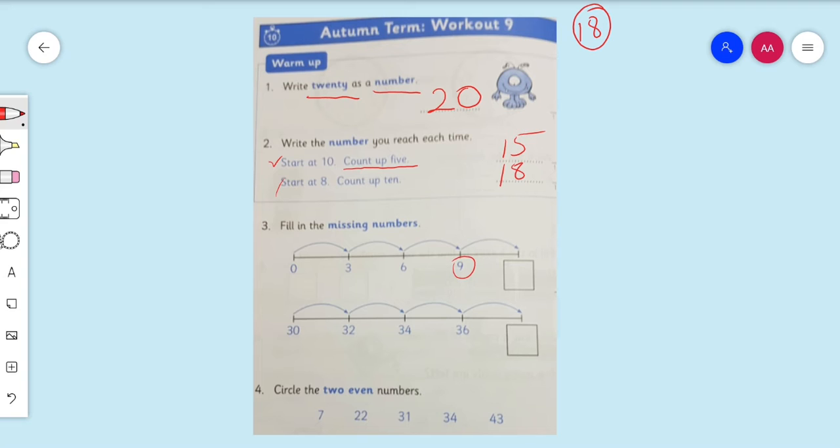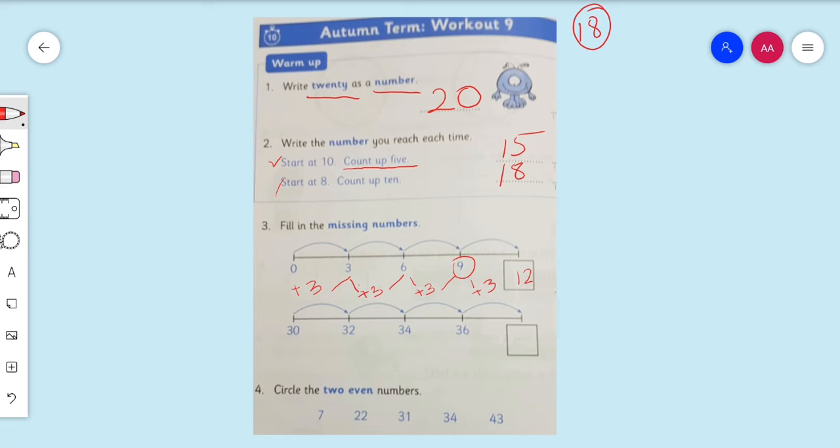So we need to see what is the difference we're getting from 0 to 3. When we add 3 in 0, we get 3. When we add 3 in 3, we get 6. And when we add 3 in 6, we get 9. This means we need to add 3 in 9 to get our missing number. So 9 plus 3 makes 12. So the last digit will be 12.